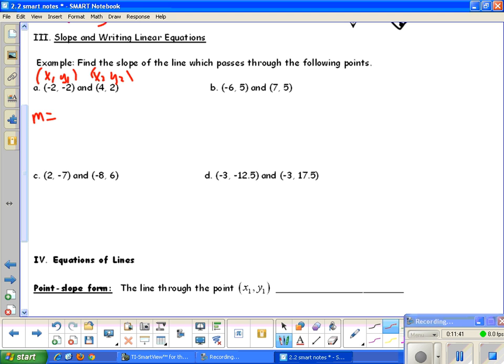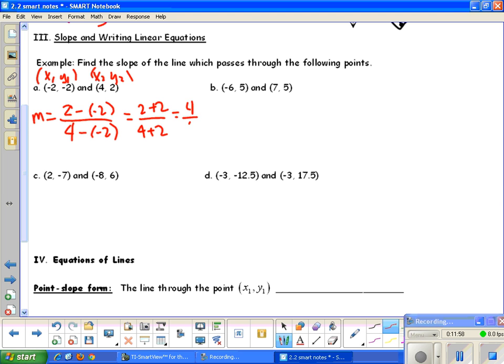So my slope is equal to y2, which is 2, minus negative 2, over 4 minus negative 2. When I do that, I get 2 minus negative 2 would be 2 plus 2, over 4 plus 2.